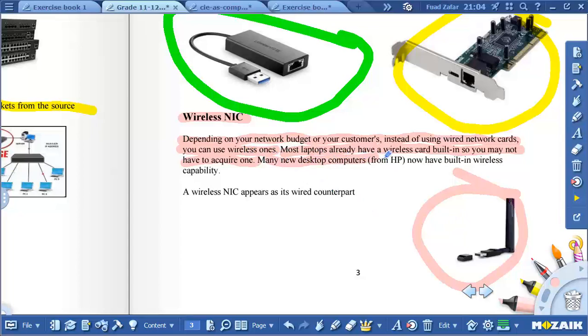Many new desktop computers from HP now have built-in wireless capability. A wireless NIC appears as a wired counterpart here. This is your wireless card, a wireless network card. This is your internal NIC. You use it with the cable, and this one is your external network card. So these are your types of network cards.